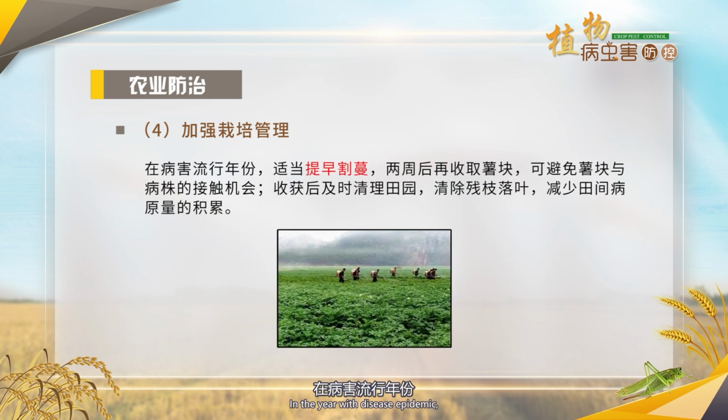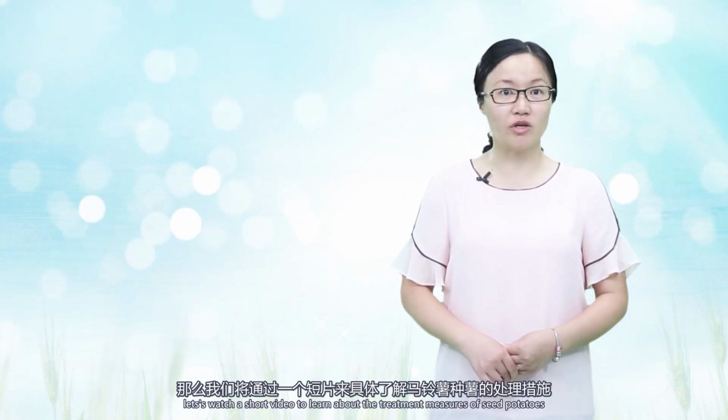In the year with disease epidemic, the vine should be cut early and the potatoes should be collected 2 weeks later to avoid the contact between the potatoes and the diseased plants. After harvest, the field should be cleaned in time to remove the residual branches and fallen leaves and mitigate the accumulation of pathogens in the field. Then, let's talk about chemical control. The treatment of seed potatoes is in particular important in this aspect. Let's watch a short video to learn about the treatment measures of seed potatoes.